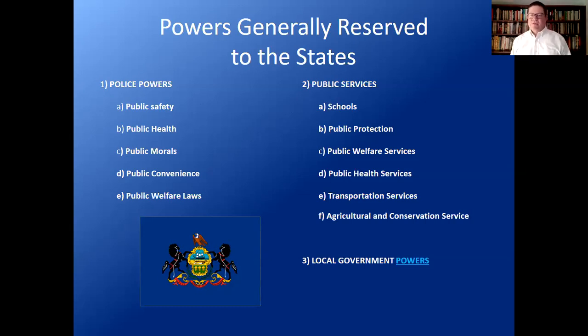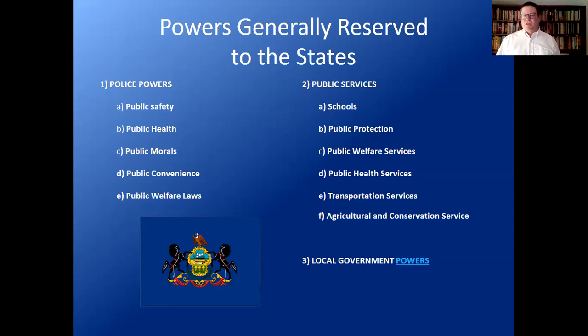That's, for example, why during COVID-19, most of the regulations that were enacted were by the state governments and applied onto their local governments as well, because it's the police power, the power to make laws or make executive orders on behalf of public health.